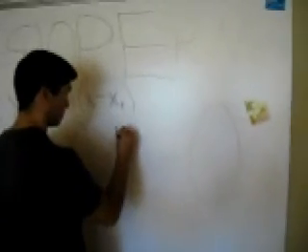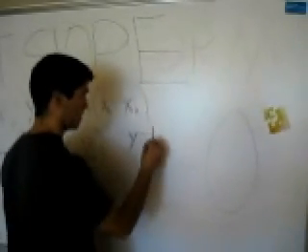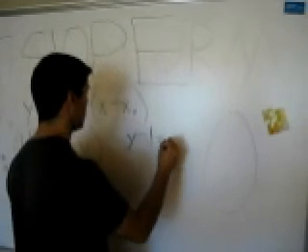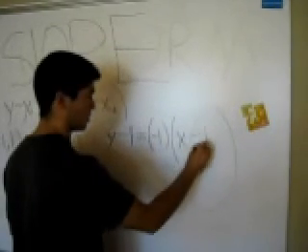So y subtracted by y naught, which is 1, is now going to be equal to m, which is negative 1, multiplied by x subtracted by x naught, which is also 1.